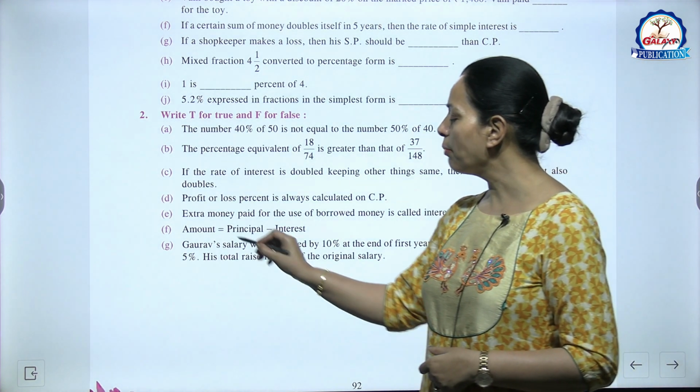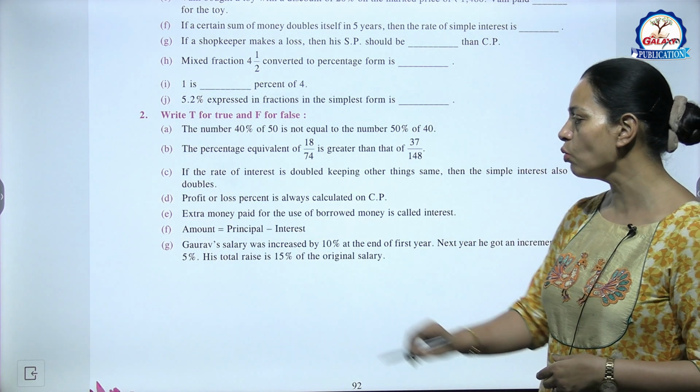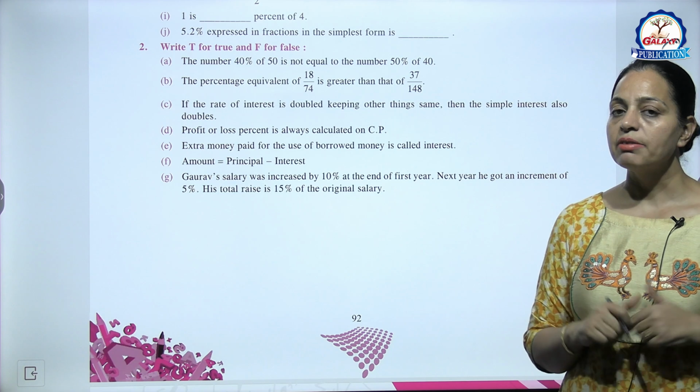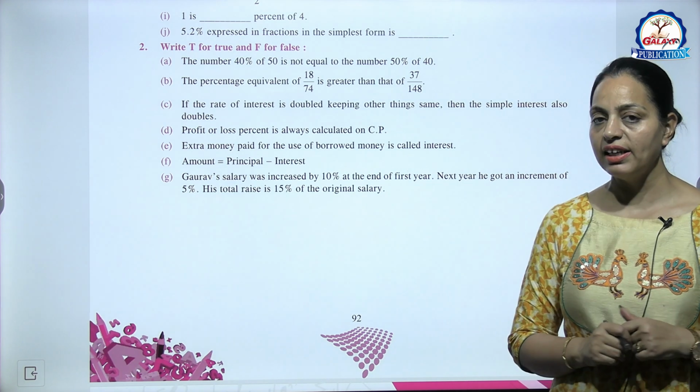Like F part, amount equals principal minus interest. No, amount equals principal plus interest. Similarly, you can try the remaining statements. I hope these are clear to you.